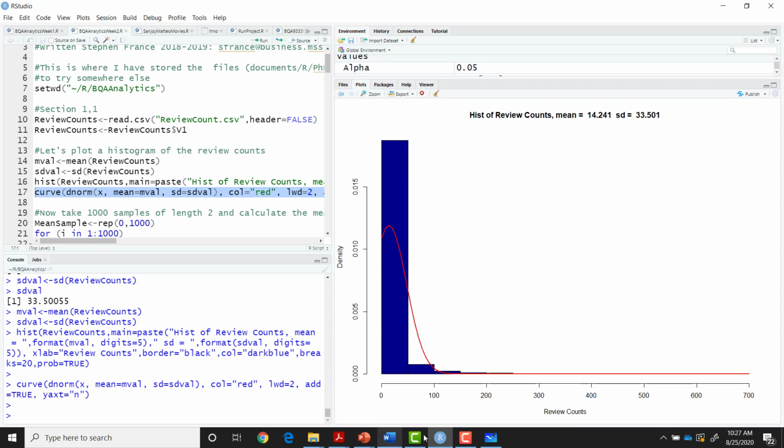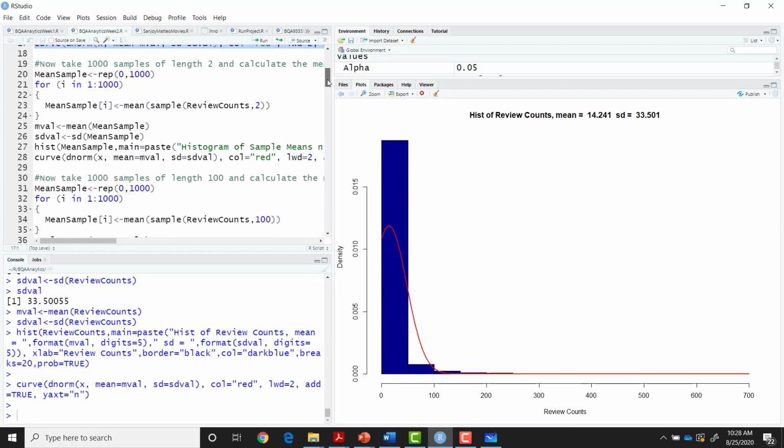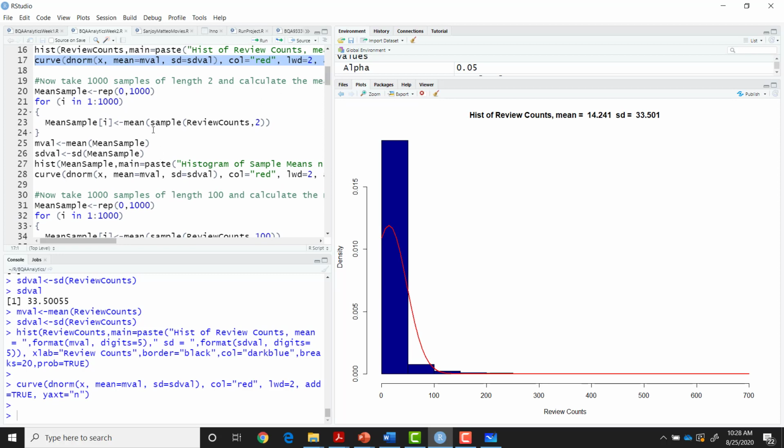Okay, now what am I doing now? Well, I'm going to take samples of size 2. So I'm literally going to take 2 restaurants, calculate the mean. Take 2 restaurants, calculate the mean. So let's have a look at this little bit of code. What does this do? The sample says I'm going to take 2 of these restaurants randomly and calculate the reviews. So it just takes 2 numbers, divides them by 2. And then I do this 1,000 times, so I now have 1,000 sample means.